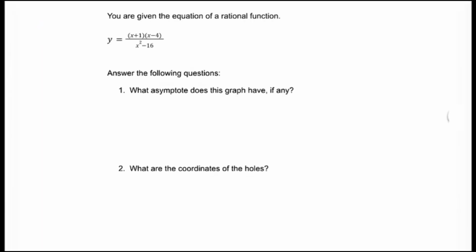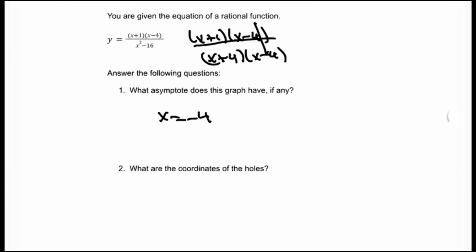Now time for a practice problem. It tells us we're given the equation of a rational function and we need to answer questions about asymptotes and holes. So first we should factor it. And we can see that we can cross this out from the top and the bottom. So this leaves us with the vertical asymptote of x equals negative 4.